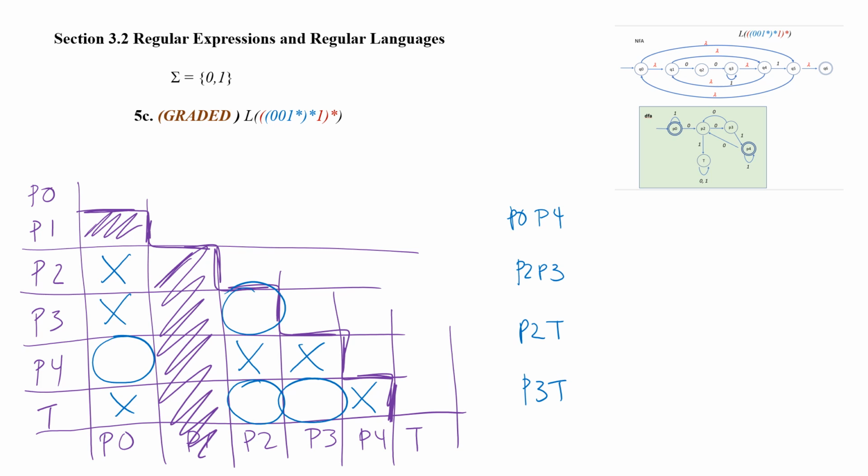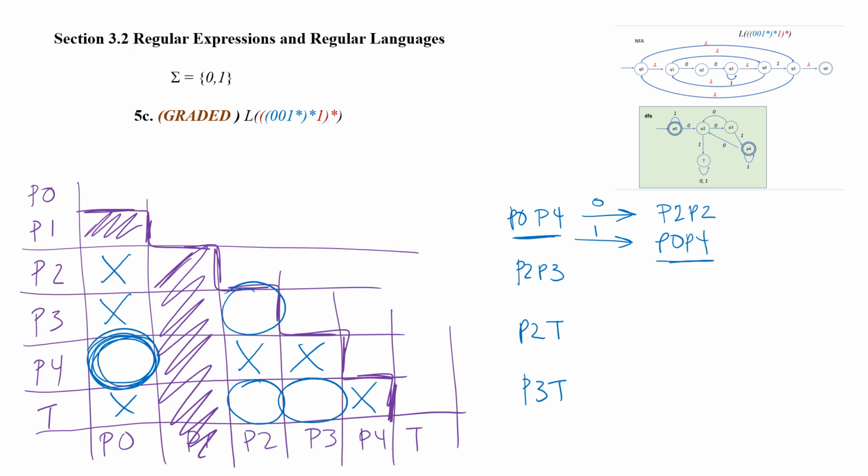So if I were to combine P0 and P4 with a 0, where do they go? P0 with a 0 goes to P2. P4 with a 0 goes to P2. So that looks like a good chance. Where do they go with a 1? P0 with a 1 goes to P0, and P4 with a 1 goes to P4. So there's a very good chance that I could combine P0, P4 because the new state would go to itself, and the other state, it would go to P2, and P2 can be combined. So yes, I can combine P0 and P4. Let's check the other ones.